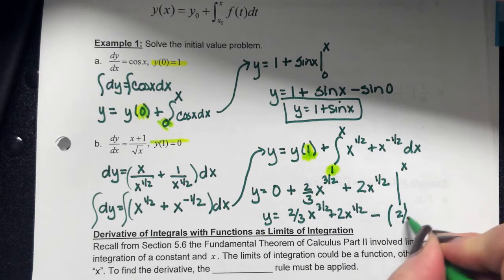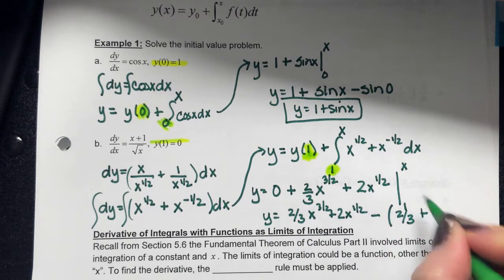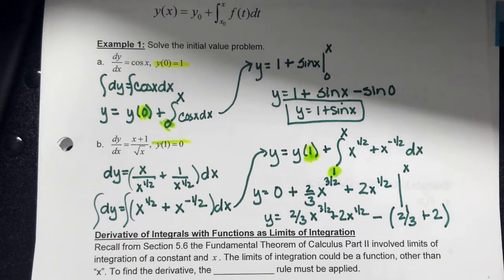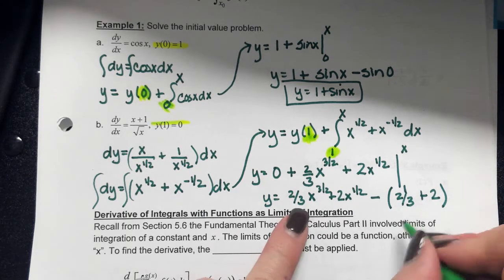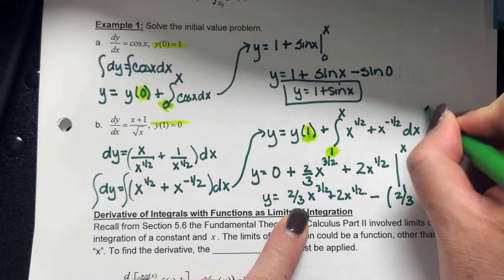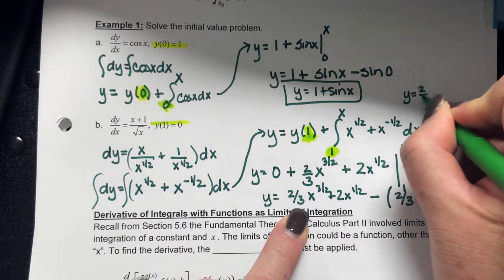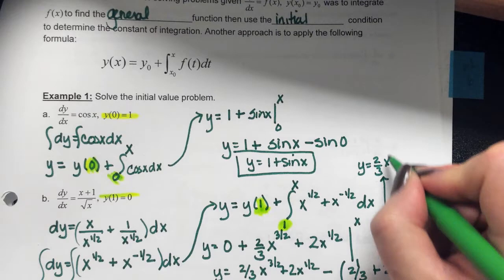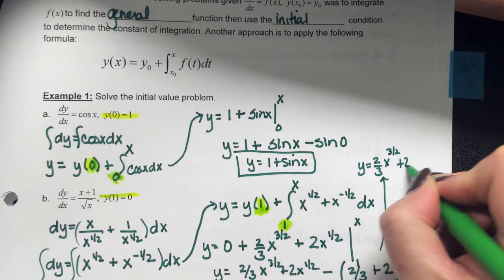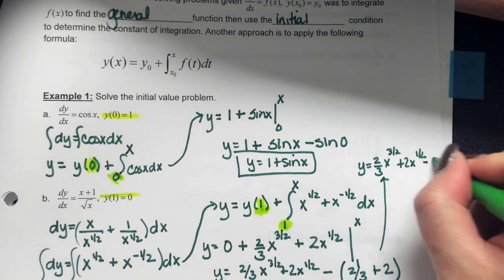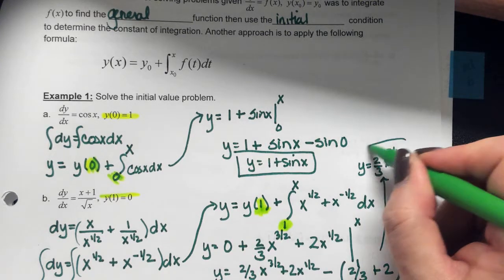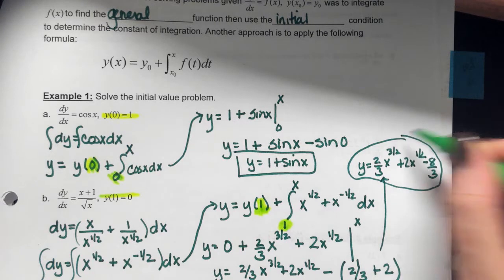So 2/3 times 1 is just 2/3. 2 times 1 to the 1/2 is just a 2. What is 2/3 plus 2? 8/3. So my final answer then is going to be y is equal to 2/3 x to the 3/2 plus 2x to the 1/2. And again, this is going to give me 8/3, but it's following that subtraction sign, so it's minus 8/3. Okay.